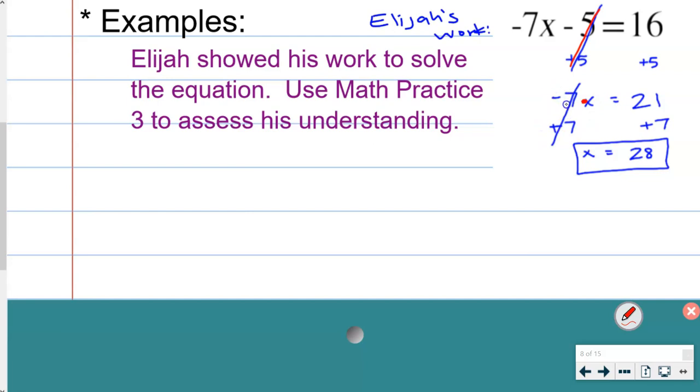No. He saw the -7 here and thought, oh, up here I just added 5, so here I'll just add 7. But is that going to undo the multiplication? Okay, so let's do this the right way. There's Elijah's work. It's incorrect, so we're going to redo it ourselves the correct way. -7x minus 5 equals 16. And this will also be a good review of solving equations.